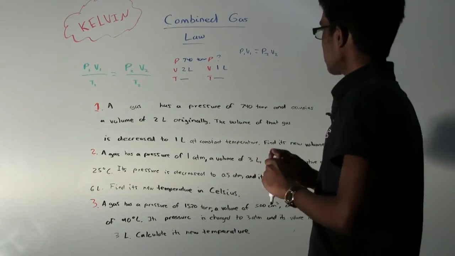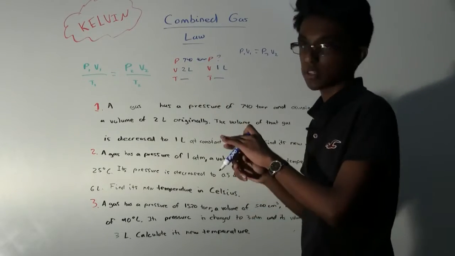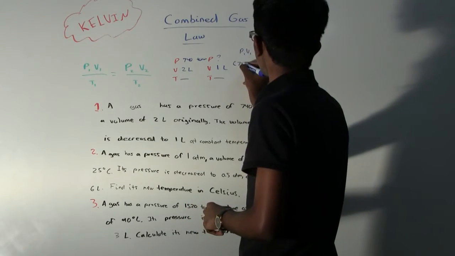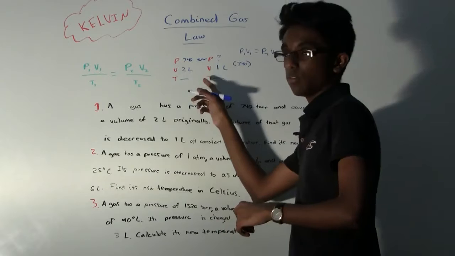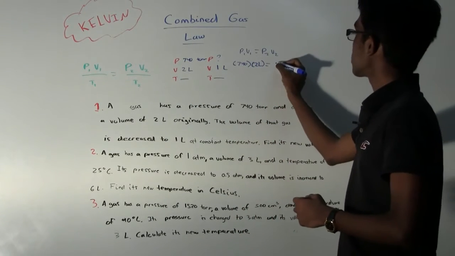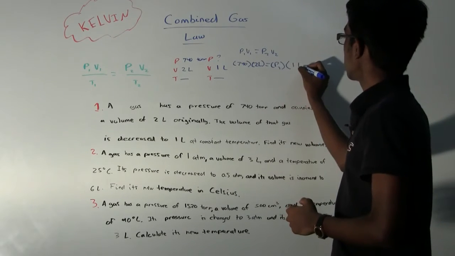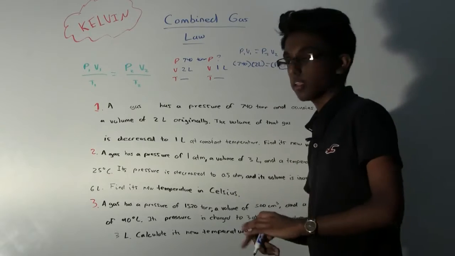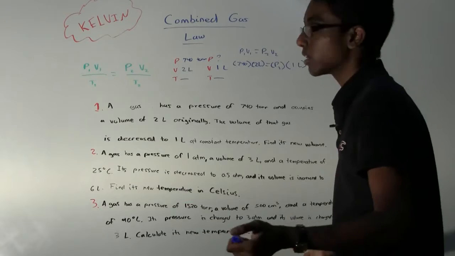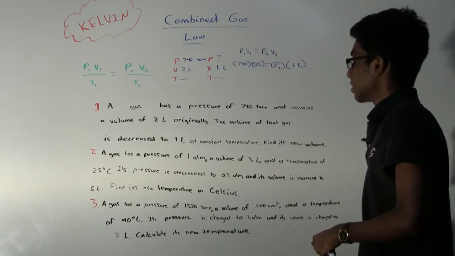Okay, so we're here. Original pressure is 740 torr. Original volume is 2 liters. Final pressure we don't know, so I'm just going to call that P2. And final volume is 1 liter. It's easy, just go ahead and do the math. I don't have a calculator with me and I'm not going to waste your time. Just 740 times 2 divided by 1 will give you the final pressure of the gas. Okay.